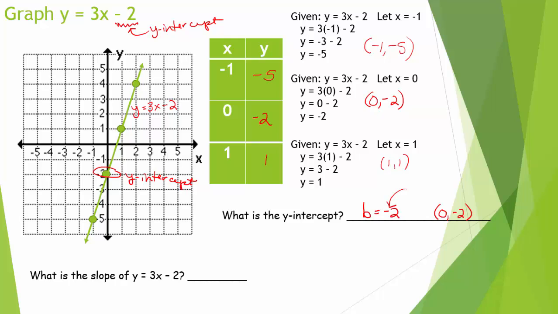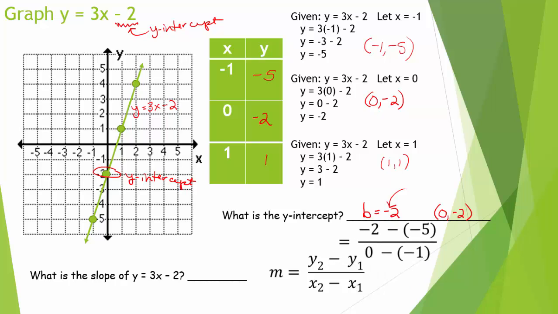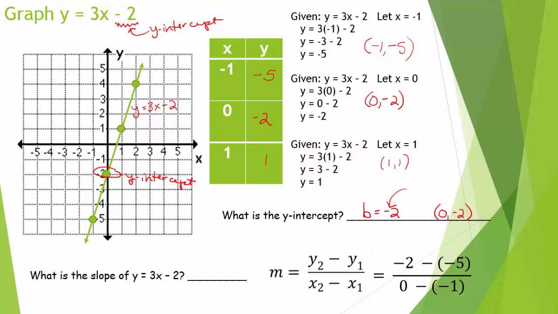Now let's talk about finding the slope of that line. To find the slope of that line, we can use our slope formula. We have some points. So we could use our y2 minus y1 over x2 minus x1. I think I'll use my x2, y2, I'm going to call (0, -2). And my x1, y1, I'm going to call (-1, -5).